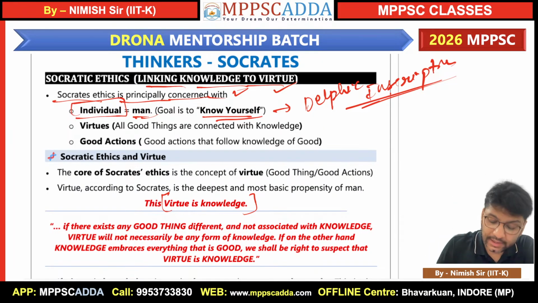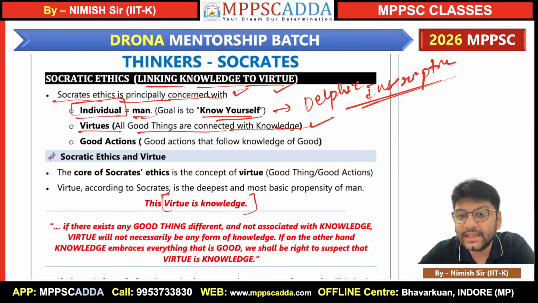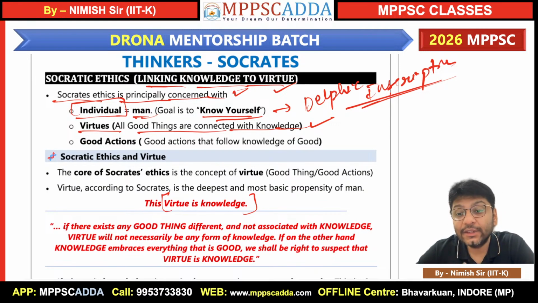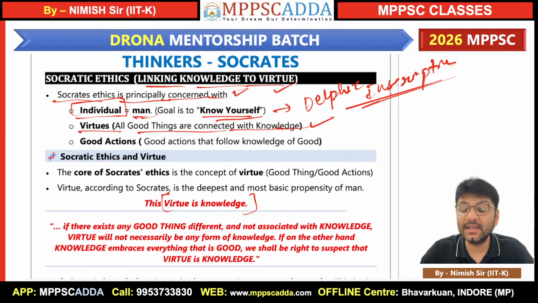Right? Next point, virtues. All good things are connected with knowledge. So what he is saying is that good things are only possible when the knowledge of the good is there. And it is very obvious. This is very basic and very obvious for all of us. What he is saying is that कि आपका good action तभी possible है जब आपके पास good का knowledge हो based on reason. Knowledge of good is not there and still you are doing good, ये तो possible ही नहीं है. This is not at all possible. And that's what he is saying here.